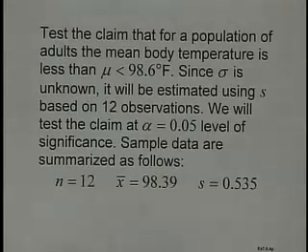Test the claim that for a population of adults, the mean body temperature is less than 98.6 degrees Fahrenheit. Since sigma is unknown, it will be estimated using s, the standard deviation of the sample, based on 12 observations. We will test the claim at alpha equal to 0.05 level of significance. The sample data is summarized as follows. n is equal to 12. x bar, which is the mean of the sample, is 98.39, and s, the standard deviation of the sample, is 0.535.